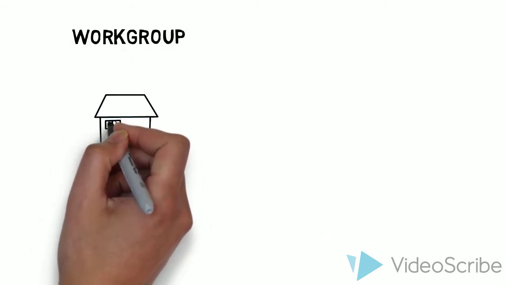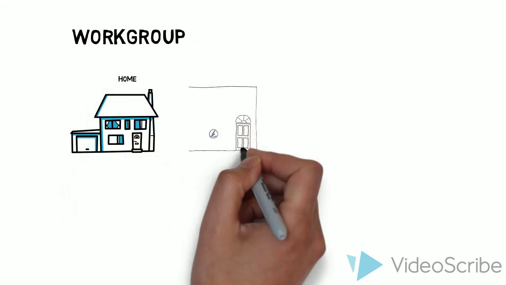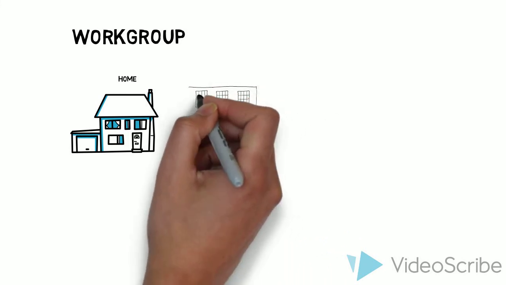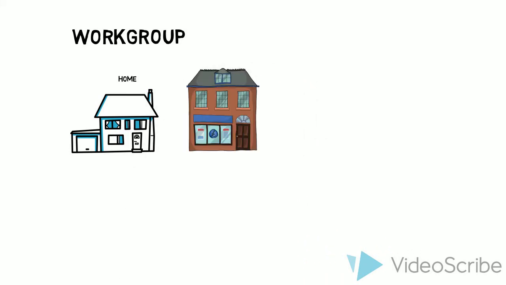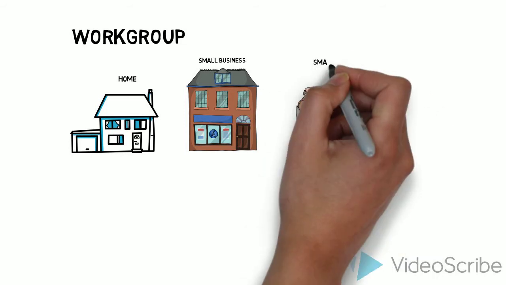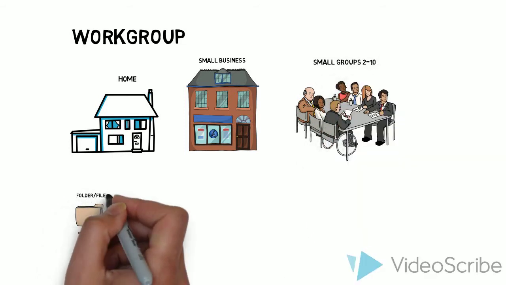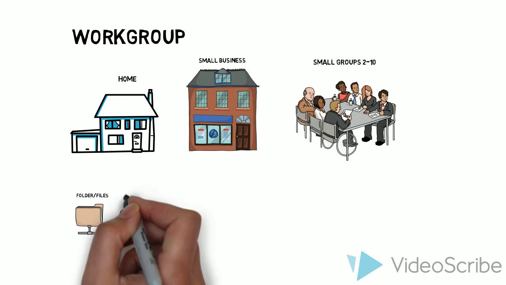A workgroup is what we can find at any home, since we have a few devices, let's say laptops and desktop computers. We can also find a workgroup in small businesses. When I say small, I mean between 2 and 10 people. The whole point of a workgroup or a domain is to share resources, in this case, folders, files, or printers.